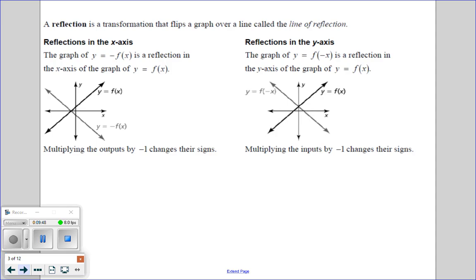All right, so adding and subtracting translates. Signs, just positive and negative, reflect, okay? So a reflection is a transformation that flips the graph over a line of reflection. Okay? And the only thing that will ever cause that reflection is just a sign change, either outside or inside of that function notation. Okay?